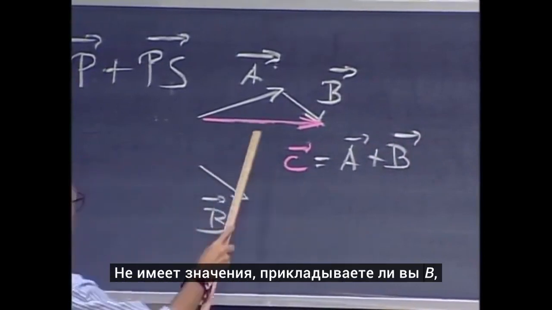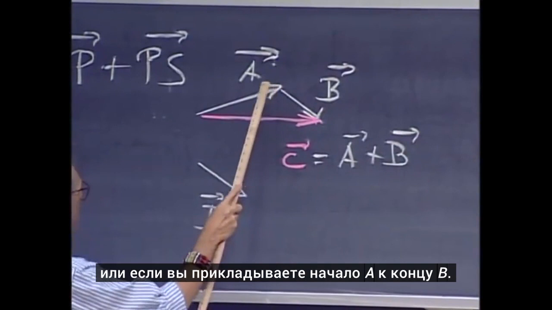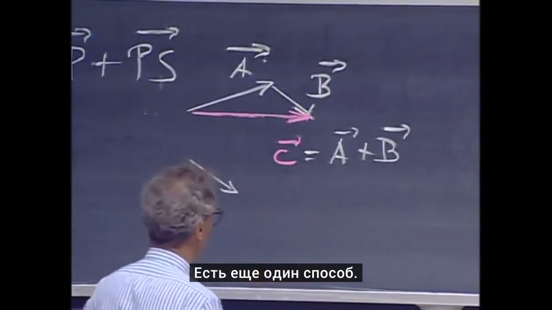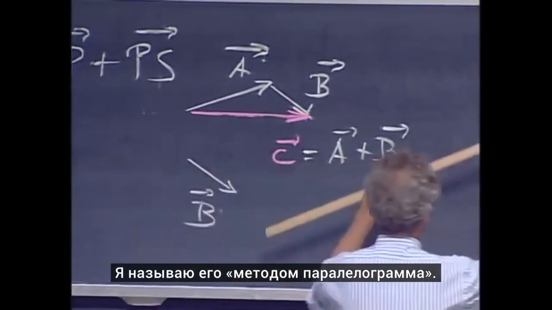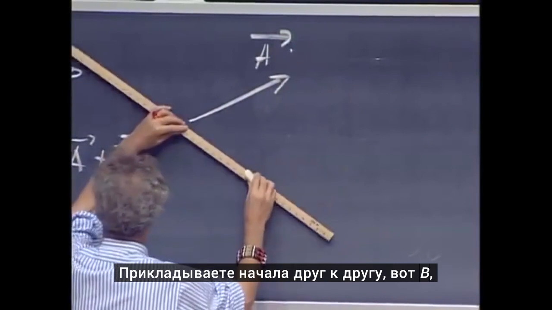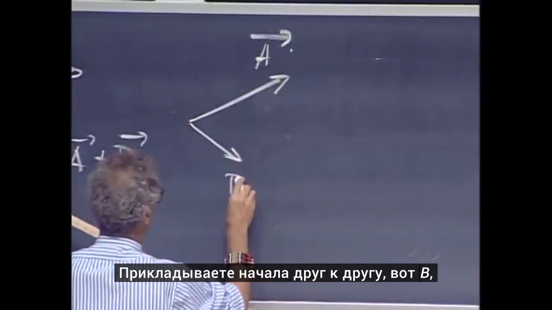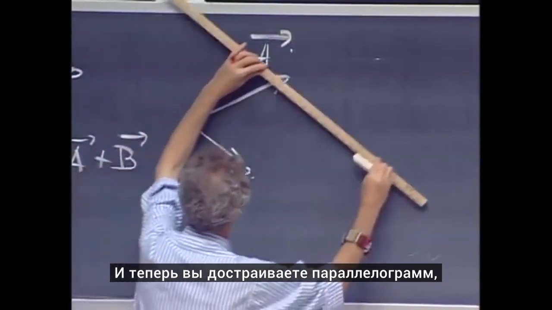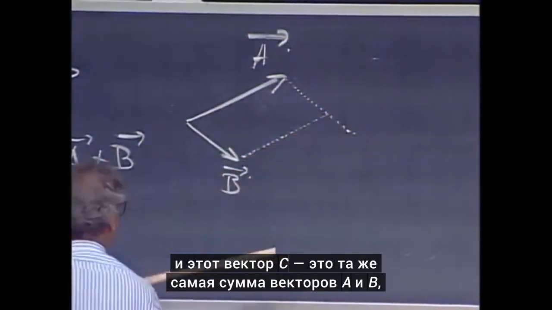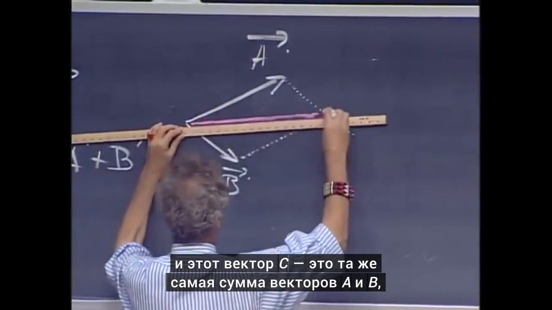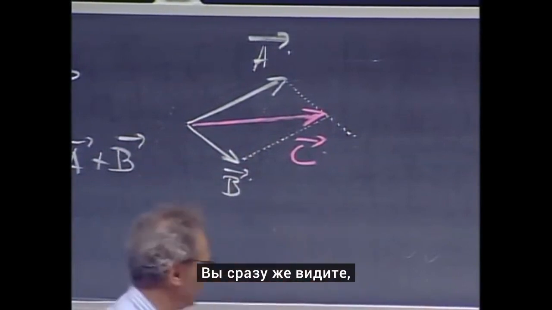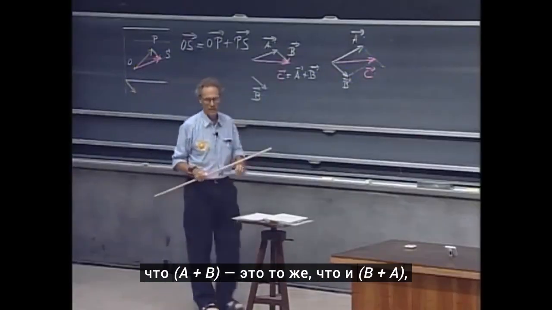Doesn't matter whether you take the tail of B to the head of A, or whether you take the tail of A and bring it to the head of B. You'll get the same result. There's another way you can do it, and I call that the parallelogram method. Here you have A. You bring the two tails together. So here is B now. So the tails are touching, and now you complete this parallelogram. And now this vector C is the same sum vector that you have here, whichever way you prefer. You see immediately that A plus B is the same as B plus A. There is no difference.